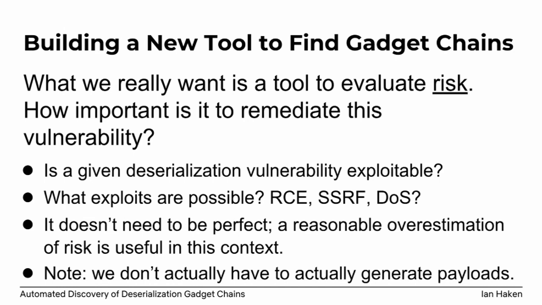And so if we're answering that question, we don't necessarily have to be perfect. A reasonable overestimation of risk is still useful. And we don't actually have to generate payloads if our goal is just to understand what gadget chains are possible. What is a good starting point if I was trying to exploit this?